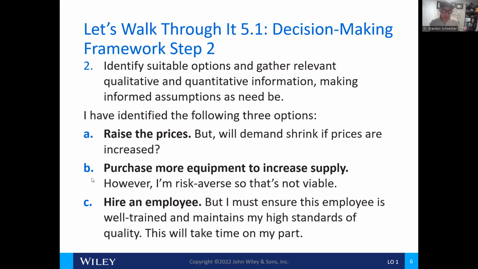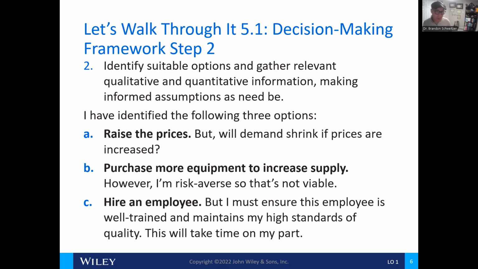Option B is to purchase more equipment and increase our supply. However, there's a risk involved here, and the risk is the business owner is averse to risk. So purchasing the new equipment is probably not a viable option.